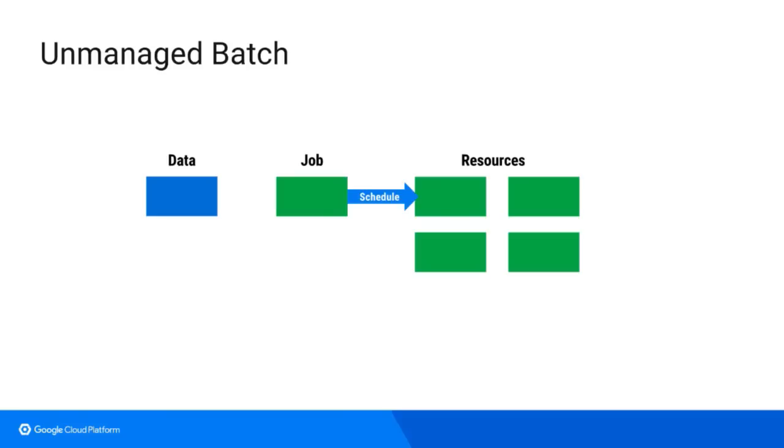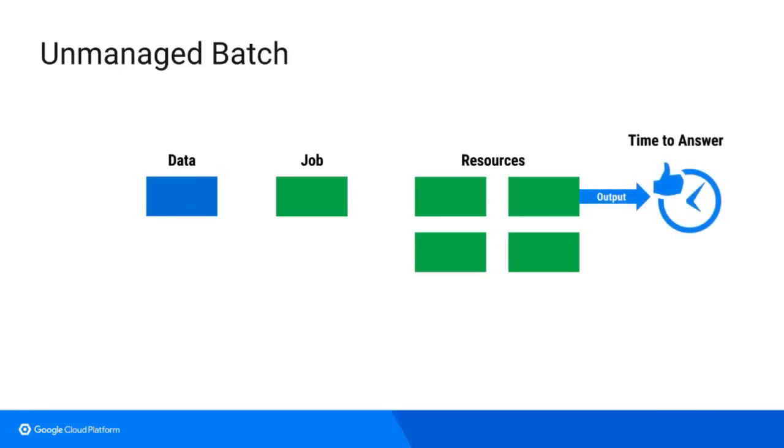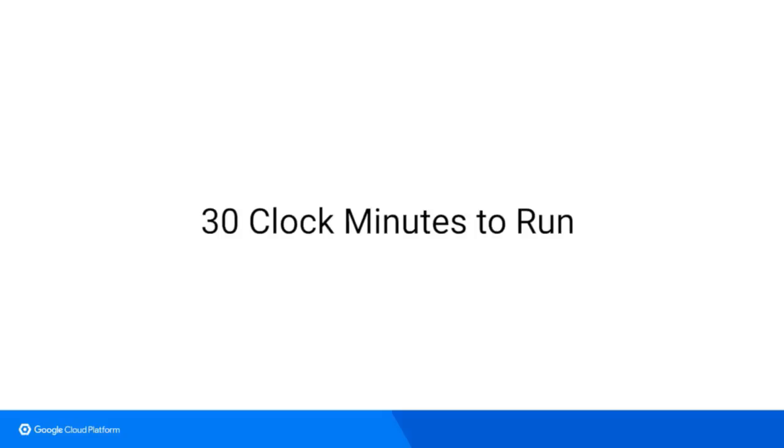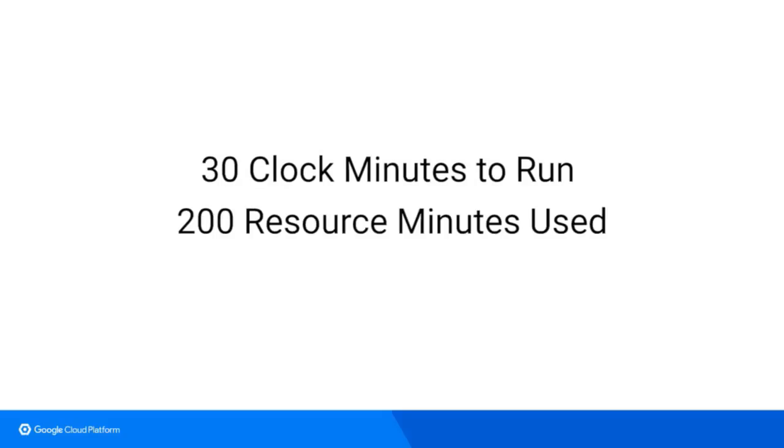The job and the resources are effectively blocked until the job is completed. After the job is completed, results are emitted. There is an effective clock time for this job. This is, in essence, the time to answer. For example, this job took 30 clock minutes to run and consumed a total of 200 minutes of resource time.